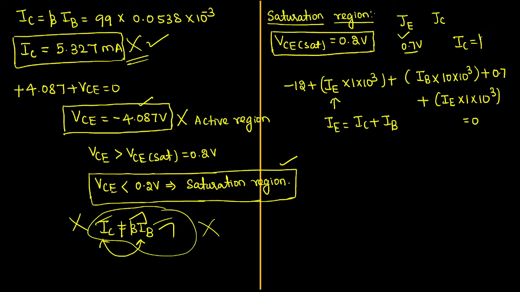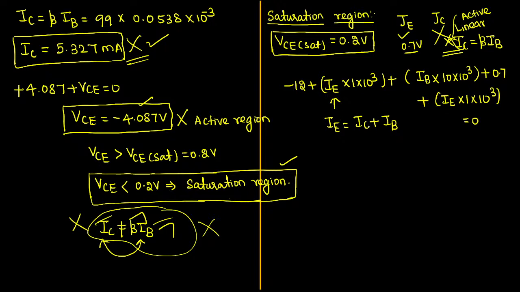Collector current IC equals beta times IB. This is linear operation. Linear operation means we know that region is called active region. Are we in active region now? No. When we are not in active region, then how can you use this relation directly? You should not use it while solving the problem. So don't use that relation.